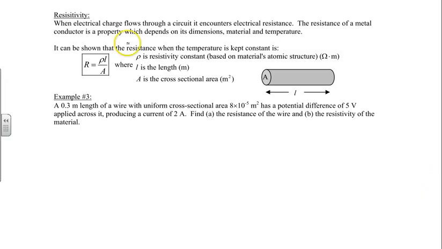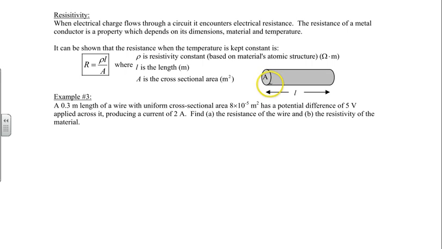Okay, we're now going to discuss resistivity. For a conductor in the form of a uniform cylinder, so basically most wires are like this, we assume the cross-sectional area remains constant. We find that the resistance is proportional to the length. For example, if you double the length here, you're going to double the resistance.